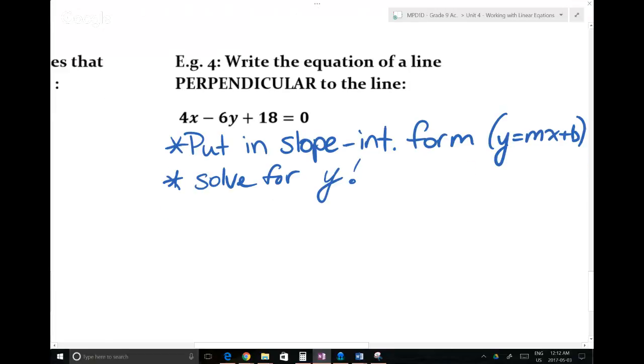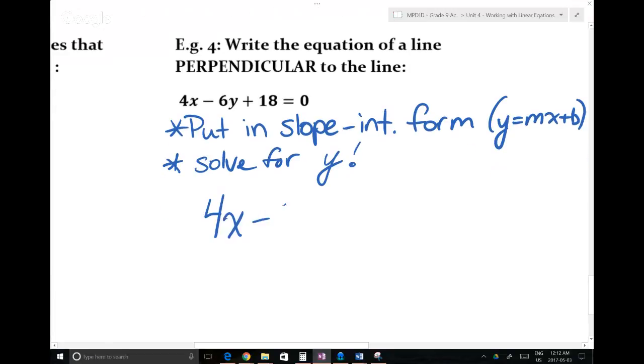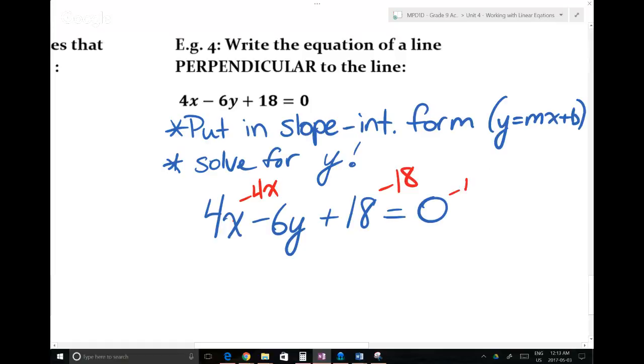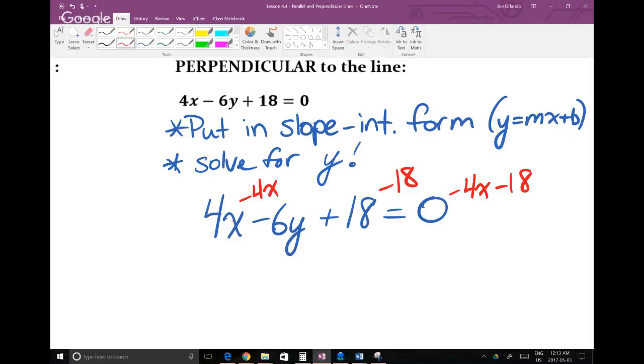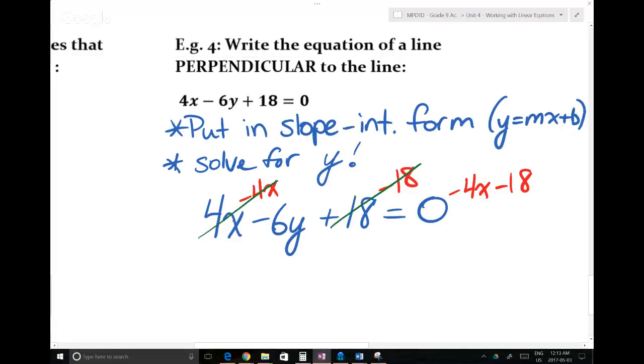So if we said 4x minus 6y plus 18 equals 0, and we want to solve this for y, we need to get everything else to the other side, which means this plus 18 annoys me. So we're going to want to subtract 18. And this 4x annoys me, so I want to get rid of it. The opposite of having 4x is subtracting 4x. But what I do to one side of the equation, I must do to the other. So I must subtract 4x, and I must subtract 18. Those will cancel, those will cancel. What remains?